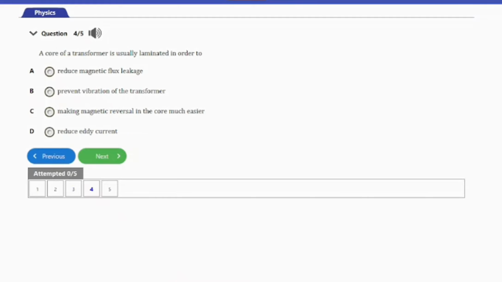That's question number 4 here. It says, a core of a transformer is usually laminated in order to A. Reduce magnetic flux leakage. B. Prevent vibration of the transformer. C. Making magnetic reversal in the core much easier. D. Reduce eddy currents. So guys, the answer to this question is option D here, and that's to reduce eddy currents. So let's go ahead and consider the next and last question, guys.